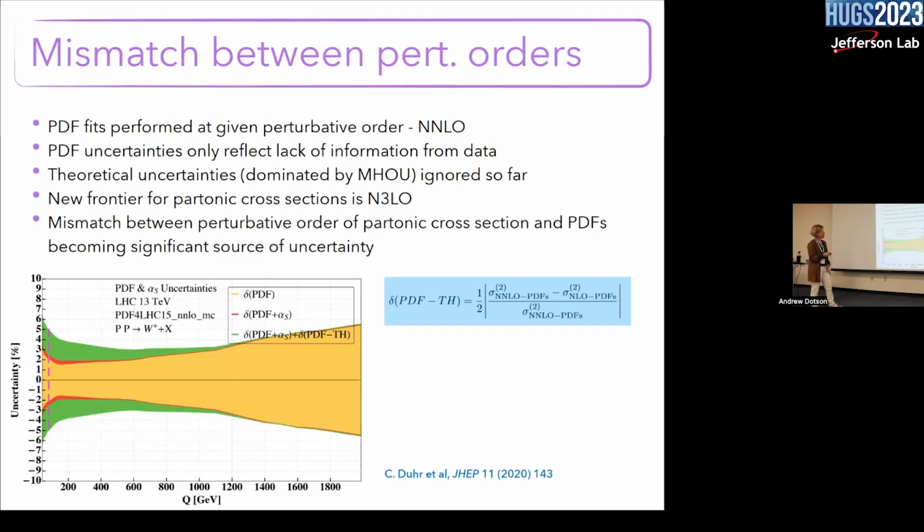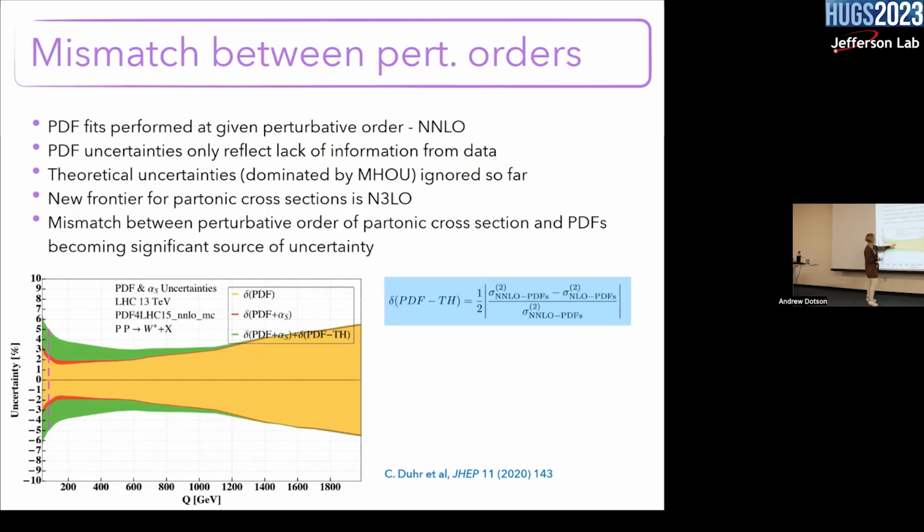And there is another problem, which is that the PDF fits are performed at NNLO, but the new frontier for partonic cross-sections is N3LO, next-to-next-to-next-to-leading order. I already told you that some of the Higgs cross-sections, for example gluon fusion into Higgs, or b b-bar into Higgs, or the Drell-Yan cross-section, are known to the next order. So the problem is, whenever people give talks about precision physics, you can see that now there is a new uncertainty on top of the two that I already mentioned.